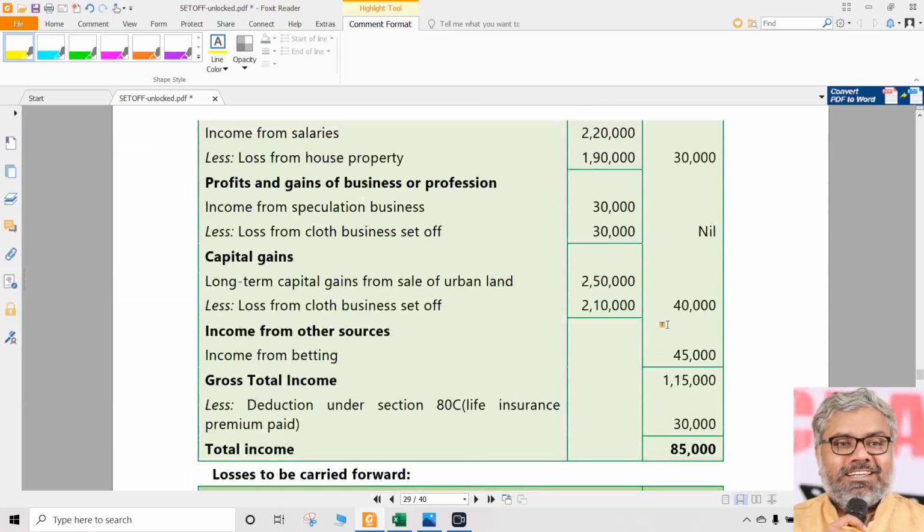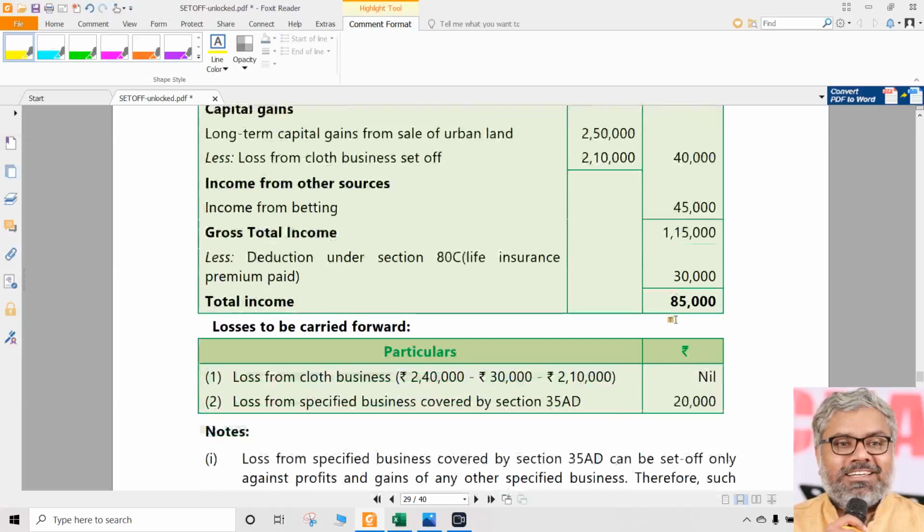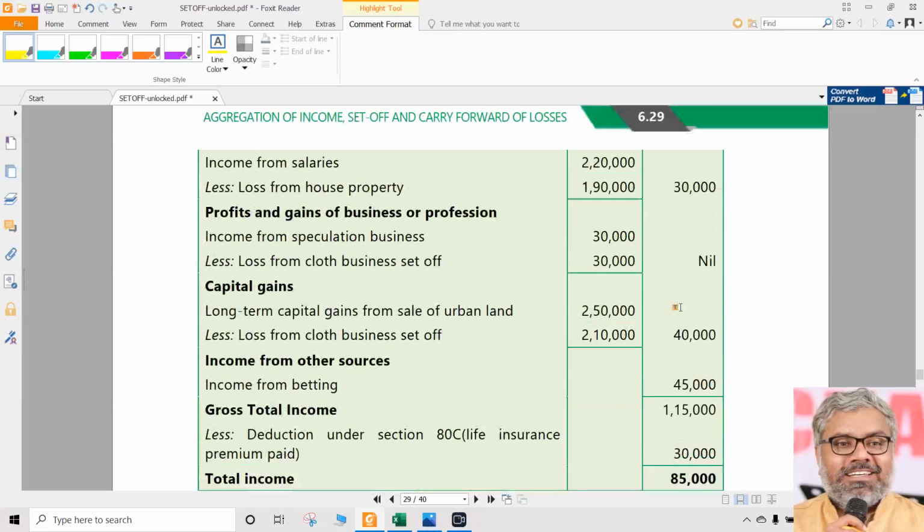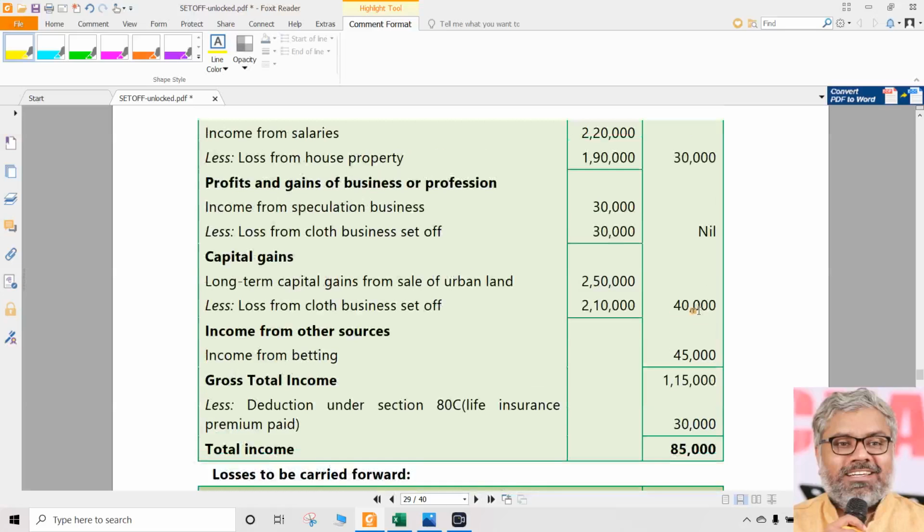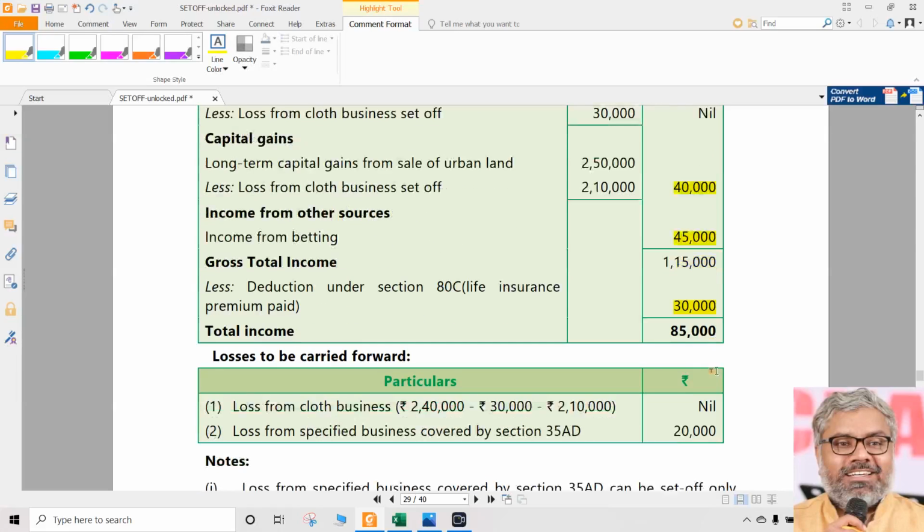Why? Because of certain points you should remember from the capital gains chapter, and also certain points from income from other sources. The long-term capital gain, whatever it is, is not eligible for Section 80 deductions. In the same way, income from betting, that is casual income, is not eligible for Section 80 deductions. So what is eligible for 80 deductions in this case? Only the extent of whatever is remaining in the income from salaries. So the deduction here can be allowed only up to 30,000.